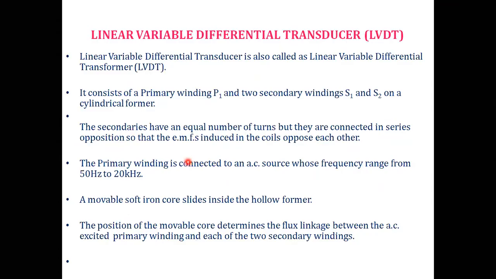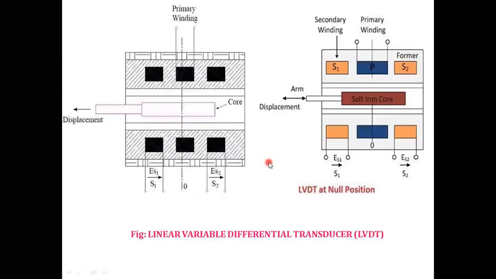First, the construction part. It consists of a primary winding and secondary windings. Across the primary winding, I am going to apply some AC excitation signal. Across the secondary windings, I am going to obtain some potential. Those potentials are ES1 and ES2.